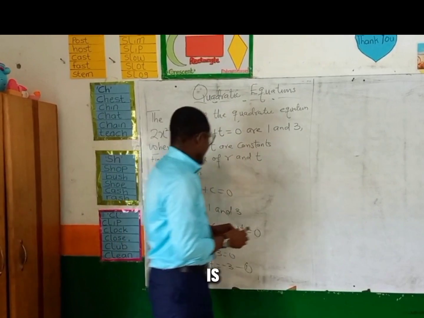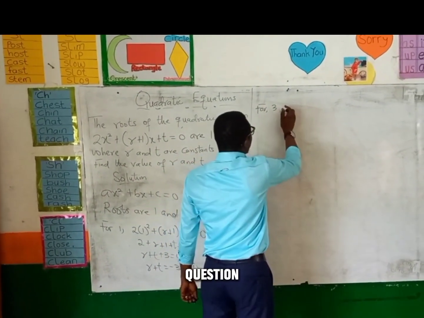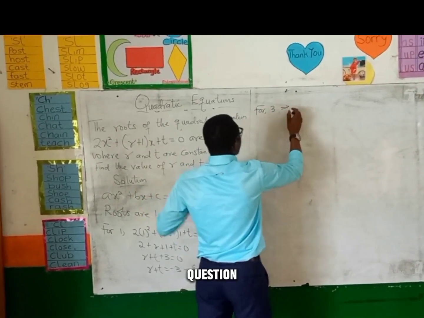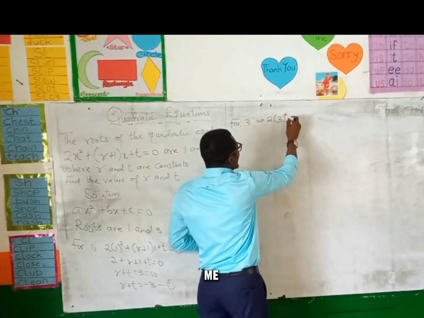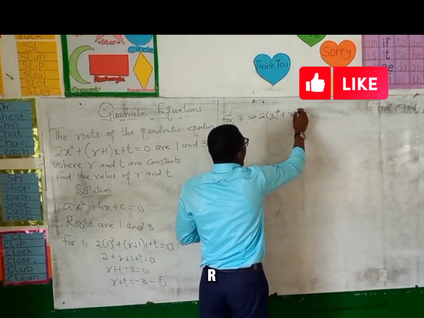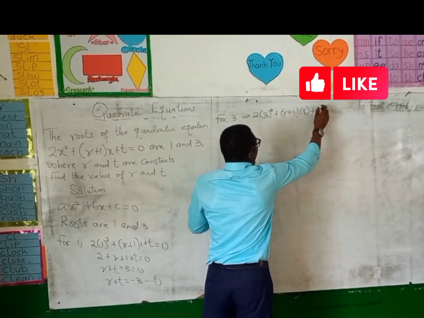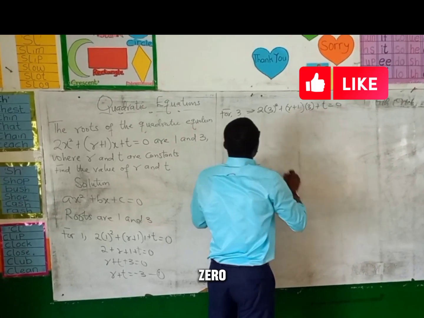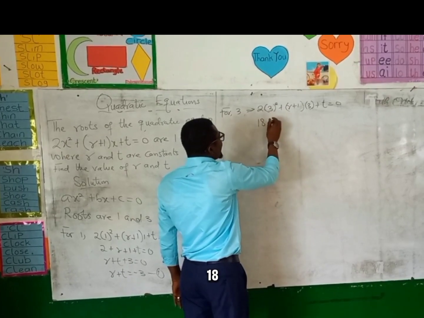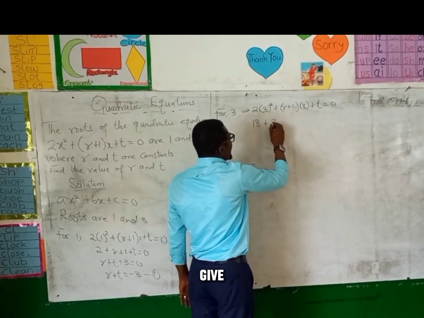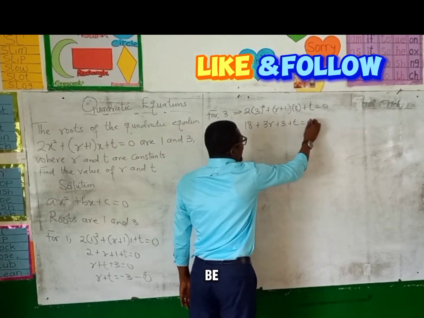Alright, the second root is 3. So for 3, this time I'm substituting 3 into the equation. That should give me 2 times 3 squared plus (r plus 1). This time my x is not 1, it is 3, so I'll multiply by 3, plus t, and that should be equal to 0. If we simplify this, 3 squared is 9, times 2 gives 18, plus 3 multiplied by r gives 3r, then 3 multiplied by 1 gives 3, plus t, and that should be equal to 0.